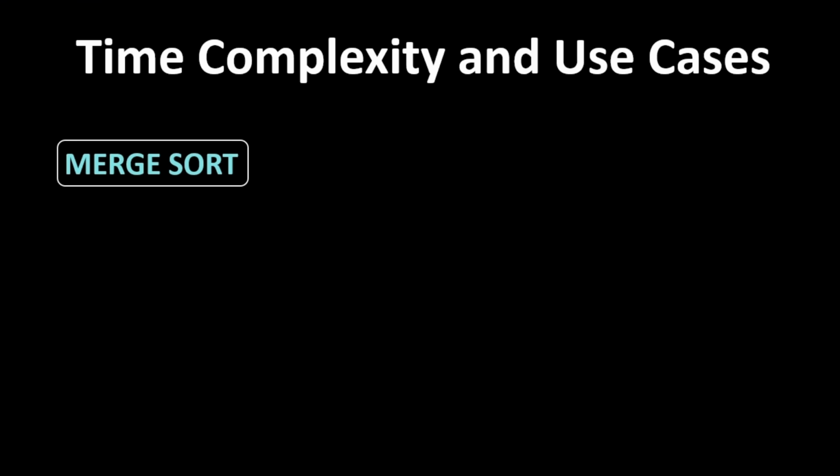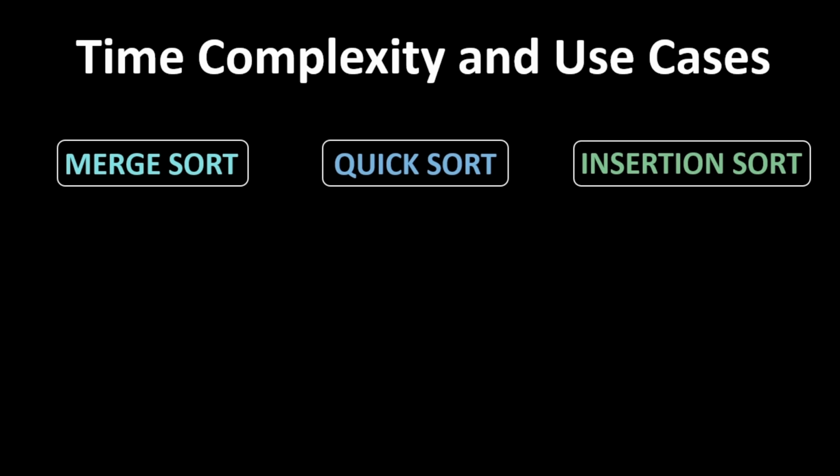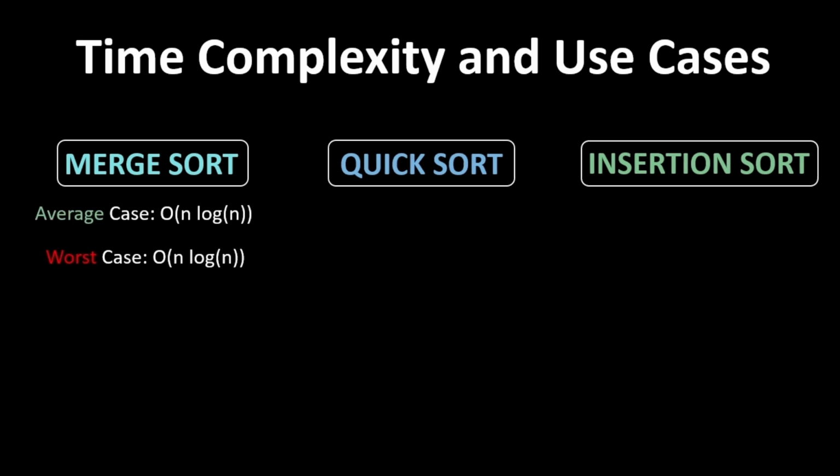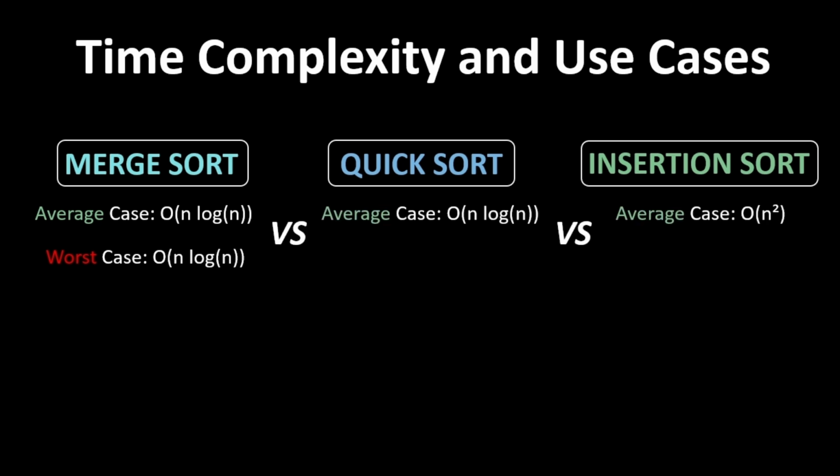I'm going to provide a comparative analysis between merge sort and two of the most well-known sorting algorithms, quicksort and insertion sort. Merge sort has a time complexity of O(n log n) in both the worst and average cases, whereas quicksort and insertion sort are on average O(n log n) and O(n) respectively, and worst cases of O(n²).